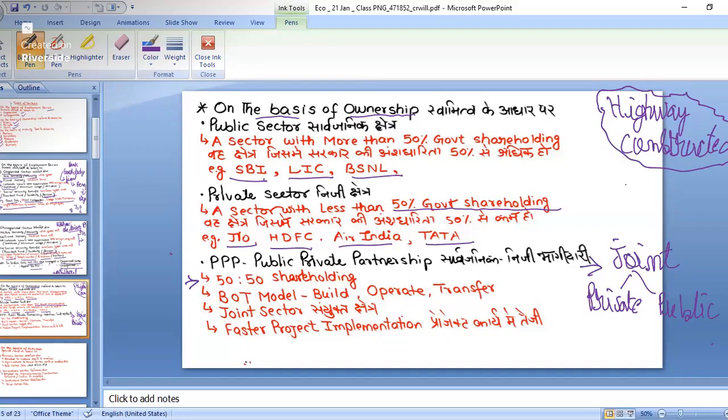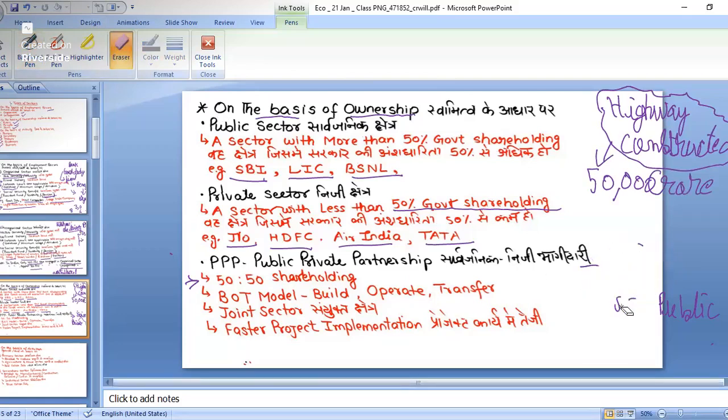See here, I'll tell you all the better part. Suppose we have the joint public sector, and a highway needs to be constructed. If its construction cost is approximately 5,000 crore, and the government is not having money, and they want to involve some private owners, they'll give it to some private companies. Many private companies are there.